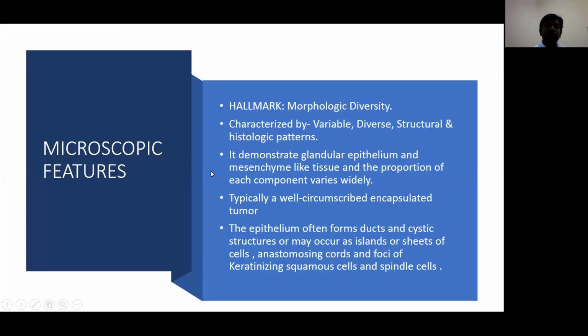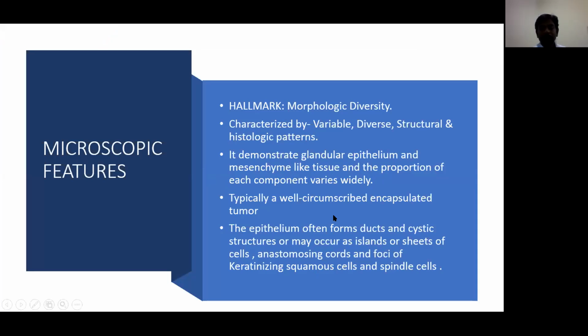So the hallmark is the morphologic diversity. That is the reason it is known as pleomorphic adenoma. Pleomorphic means pleomorphism in the morphology. They have variable, diverse structural and histological patterns. It demonstrates glandular epithelium and mesenchyme-like tissue, and the proportion of each component varies widely.